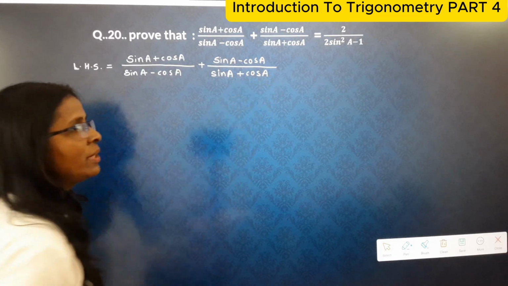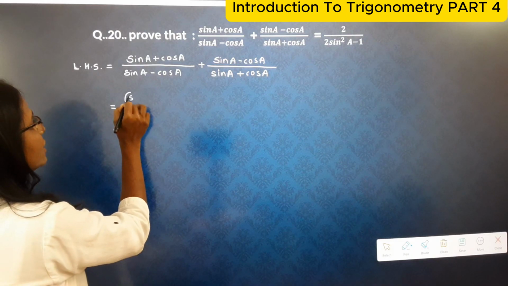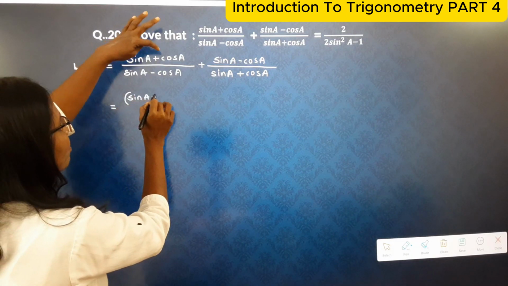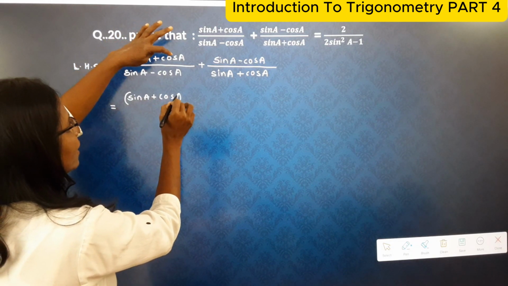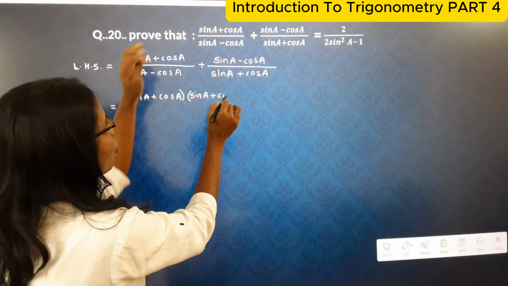So now here we simplify it by cross multiply. In the first bracket we write sin A plus cos A, this one, and in the second bracket this one, that is sin A plus cos A.